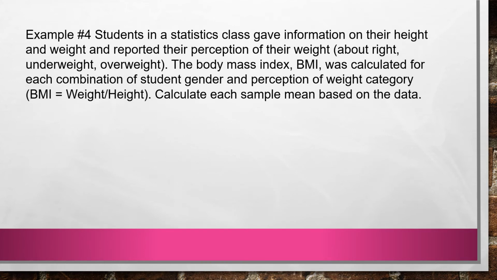For example, number 4: students in a statistics class gave information on their height and weight and reported their perception of their weight as about right, underweight, or overweight. The body mass index, or BMI, was calculated for each combination of student gender and perception of weight category. BMI is equal to weight over height squared. So calculate each sample mean based on the data.